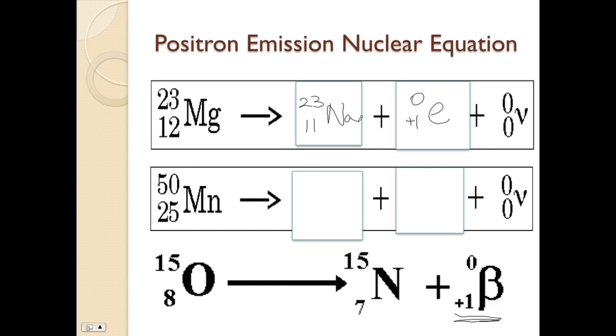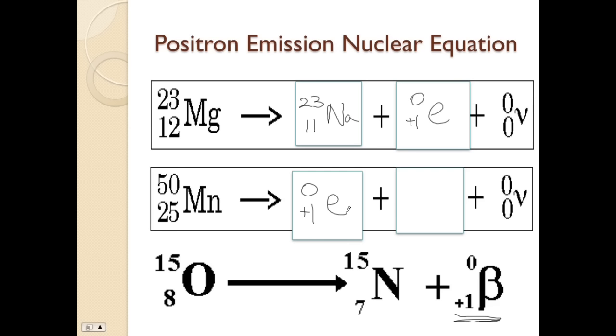The positron, it's 0 on top, -1 on the bottom. Wait, what charge does the positron have? I keep saying it positive. Beta particles are -1. Right. Positron, +1. Positron, positive. Okay, I got it.